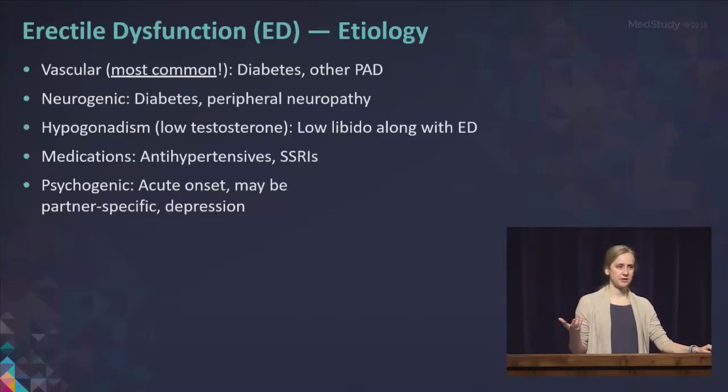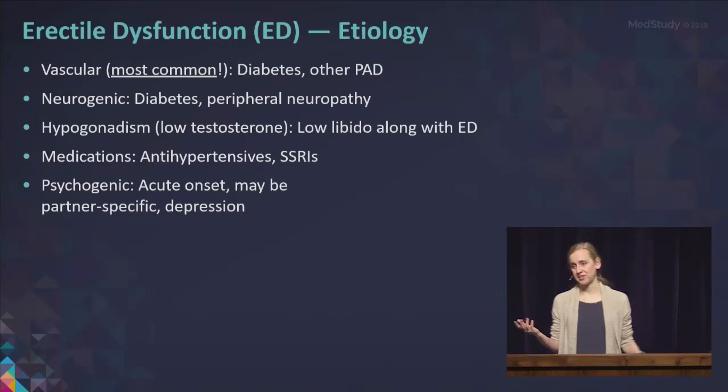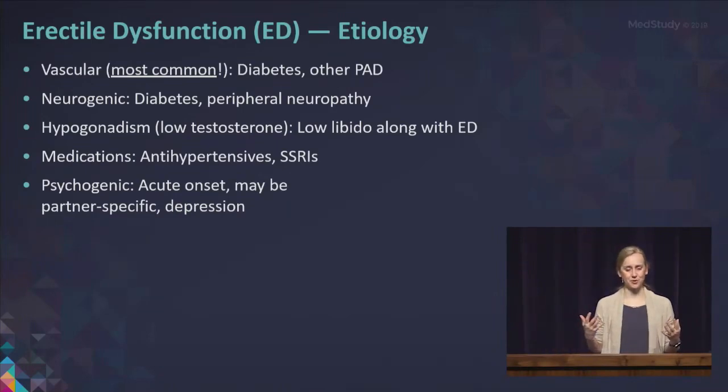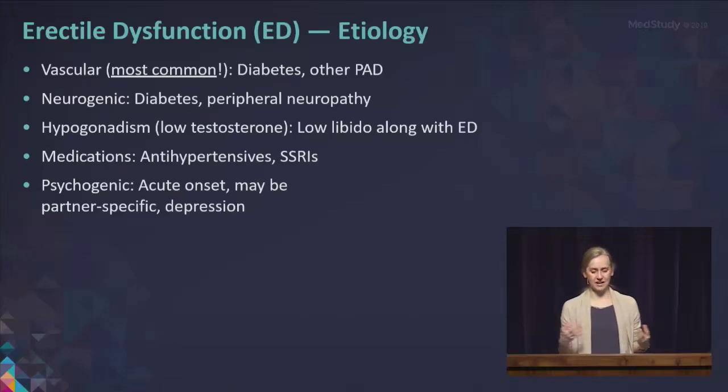And then medication. So unfortunately, we cause this problem for a lot of our patients with things like beta blockers for coronary artery disease, a lot of the antihypertensives, and SSRIs, which can cause problems in multiple ways for sexual function. And then finally, psychogenic. So this is usually in the context of a specific partner or some sort of episode of depression. It can be very acute onset, and one of the main things that you can find to distinguish it is the patient often will have normal morning erections and then just have trouble when they're with a partner.